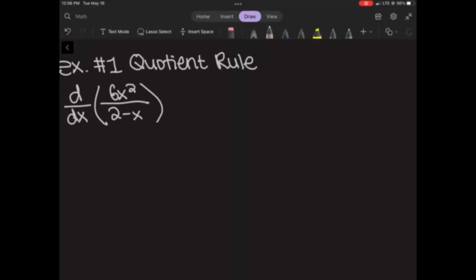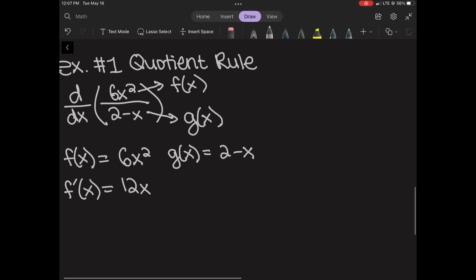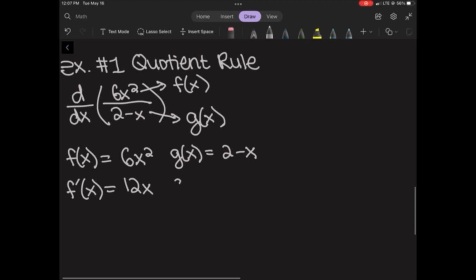All right, so here's the first example for the quotient rule. The problem is 6x squared divided by 2 minus x. The top function is f of x and the bottom function is g of x. So I'm writing out f of x is equal to 6x squared, and then I take the derivative, f prime of x, which is equal to 12x. And then g of x is equal to 2 minus x, and taking the derivative, g prime of x is equal to negative 1.